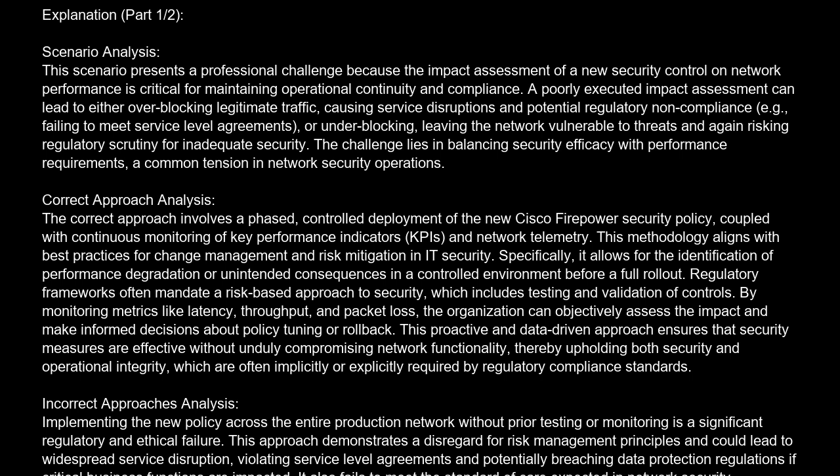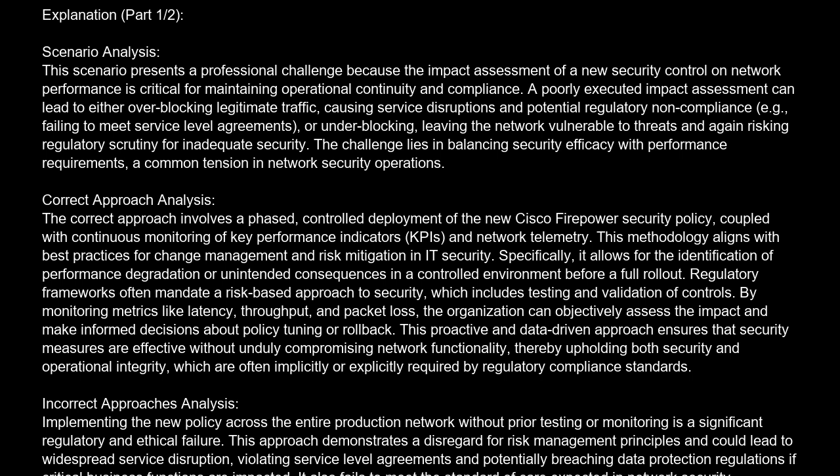Explanation. Scenario analysis. This scenario presents a professional challenge because the impact assessment of a new security control on network performance is critical for maintaining operational continuity and compliance. Poorly executed impact assessment can lead to either overblocking legitimate traffic, causing service disruptions and potential regulatory noncompliance, e.g., failing to meet service-level agreements, or underblocking, leaving the network vulnerable to threats and again risking regulatory scrutiny for inadequate security. The challenge lies in balancing security efficacy with performance requirements, a common tension in network security operations.